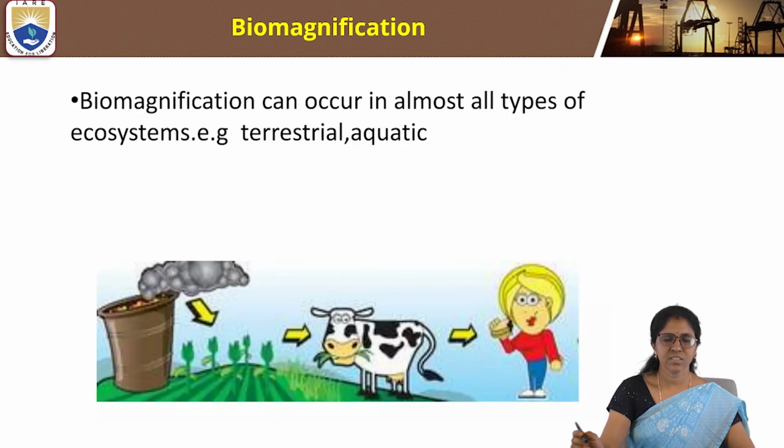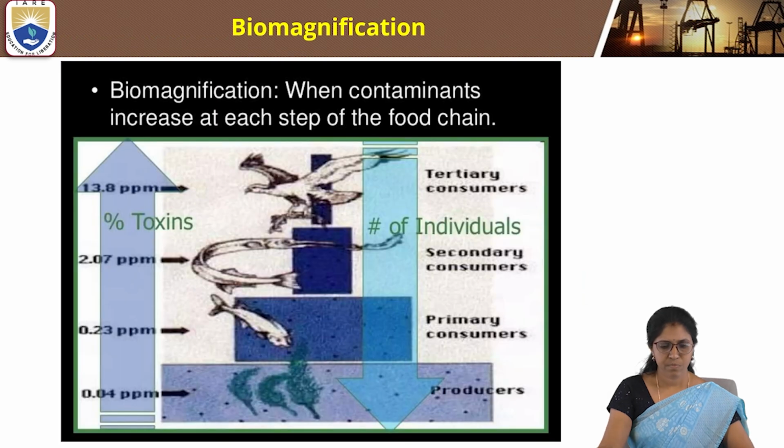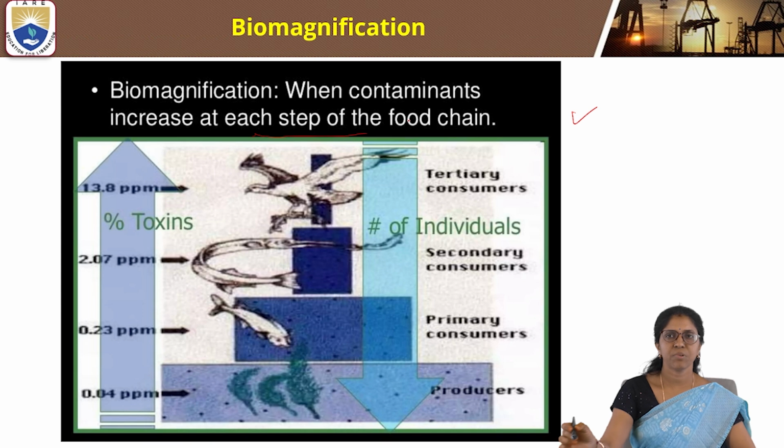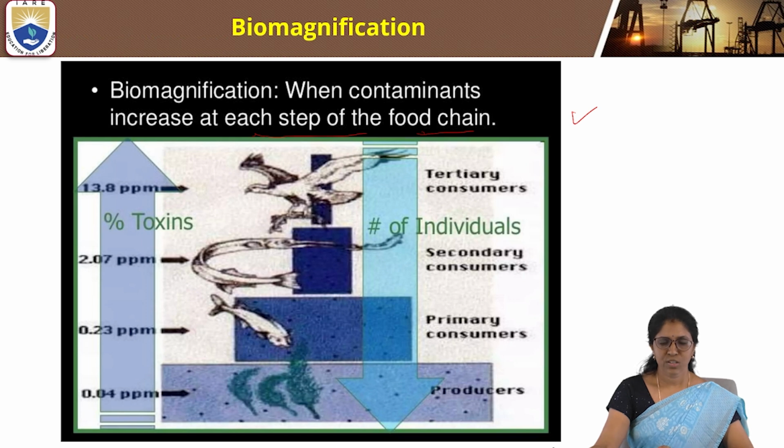So biomagnification occurs in almost all types of ecosystems, like terrestrial, aquatic, and marine ecosystems. If we see this diagram, it is showing biomagnification, where contaminants increase at each step of the food chain. How are the contaminants increasing in each step of the food chain? This is the biomagnification of some toxins.